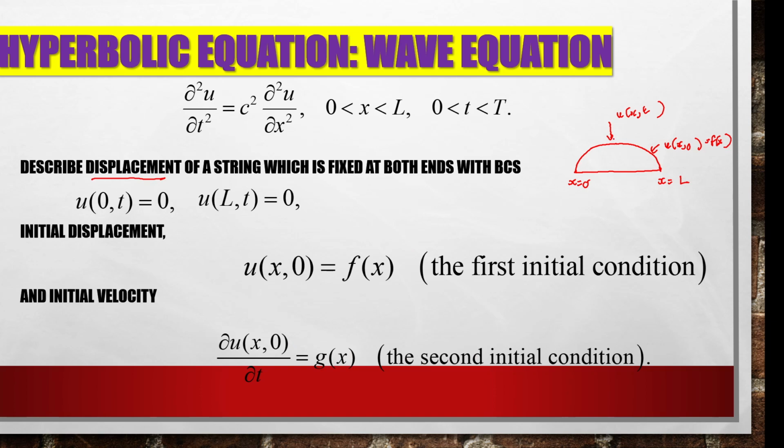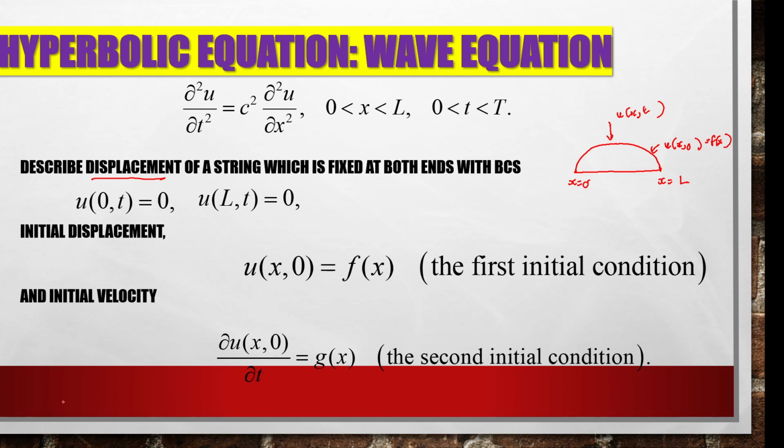You may pull the string a bit and release it with 0 initial velocity, then g(x) equals 0, or you may release it with a certain initial velocity, and then the string will vibrate. The u here is the displacement, meaning how much the string moves. Since the string is fixed at both ends, it will vibrate, and the vibration, the displacement, is described by this wave equation given by del 2u del t2 equal to c squared del 2u del x2.